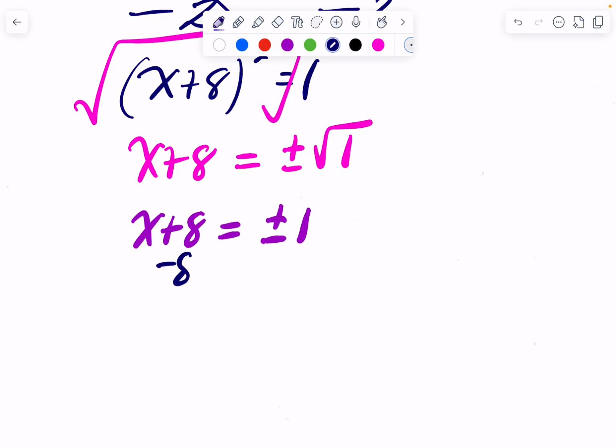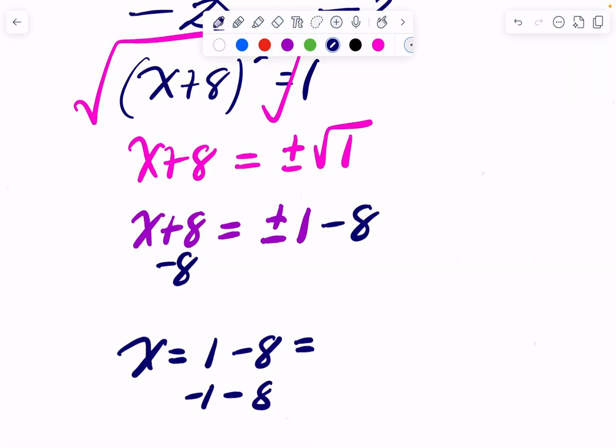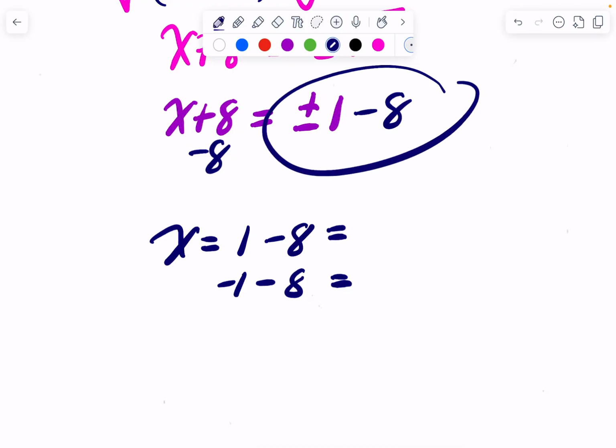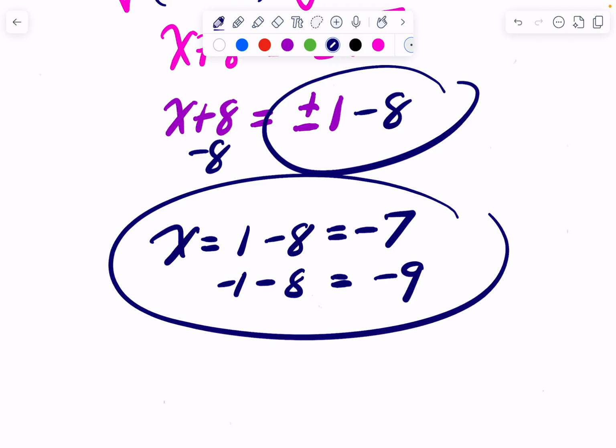We're then going to minus 8. So we have x equals 1 minus 8 and -1 minus 8. So we have 2 solutions. You can actually put those together. Don't leave it like that. Look, what's 1 minus 8? -7. What's -1 minus 8? -9. So our 2 solutions are -7, -9.